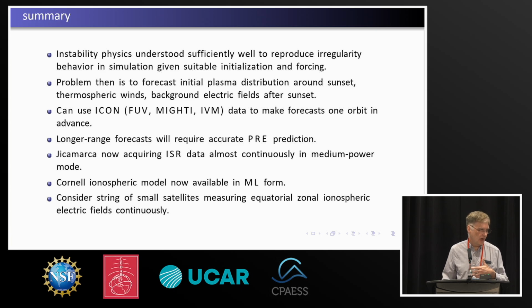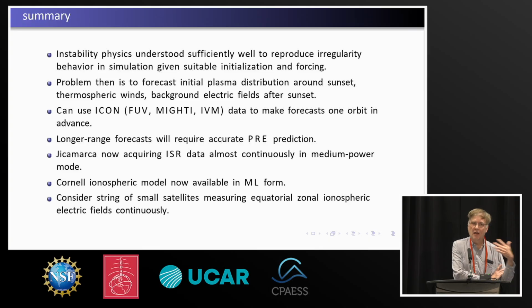So, in summary, what I would claim on the basis of this study and others, is that I think the instability physics is sufficiently well understood at this point for us to anticipate irregularity growth and development in the post-sunset equatorial atmosphere. These are all quiet time days, by the way, not getting into storms, but for the most part, quiet times. I think the physics is pretty well understood.